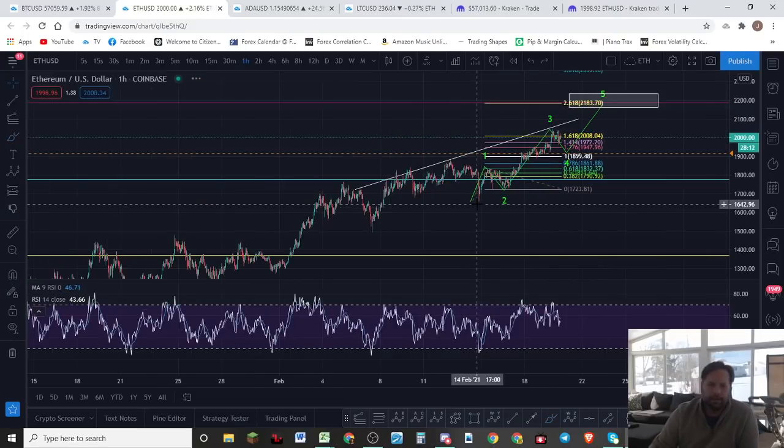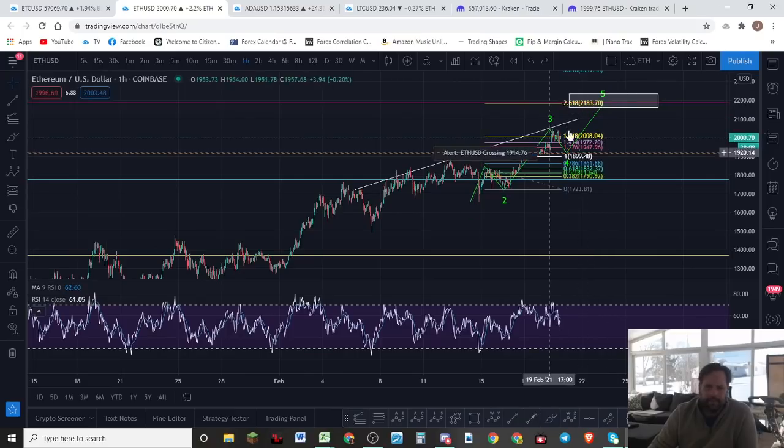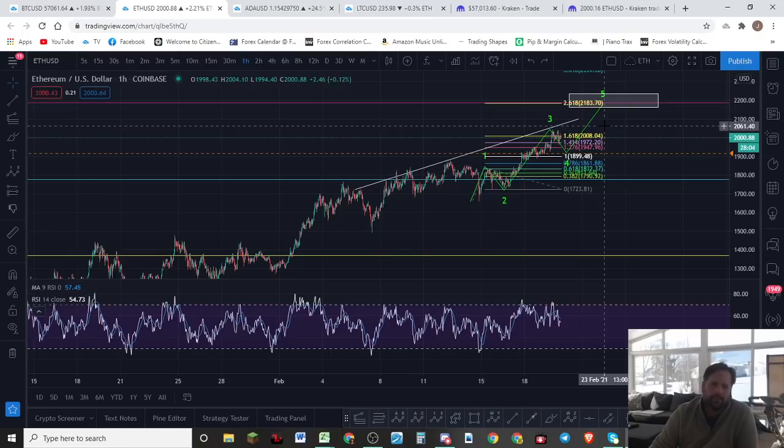But keep in mind, Ethereum is looking like we're nearing the end here. We are at the 1.618 extension of this wave, so watch out, guys. Watch out for a corrective wave. We get a little bit of a correction today. Is this going to continue correctively down to 1900, and then a move up? So watch out for that.